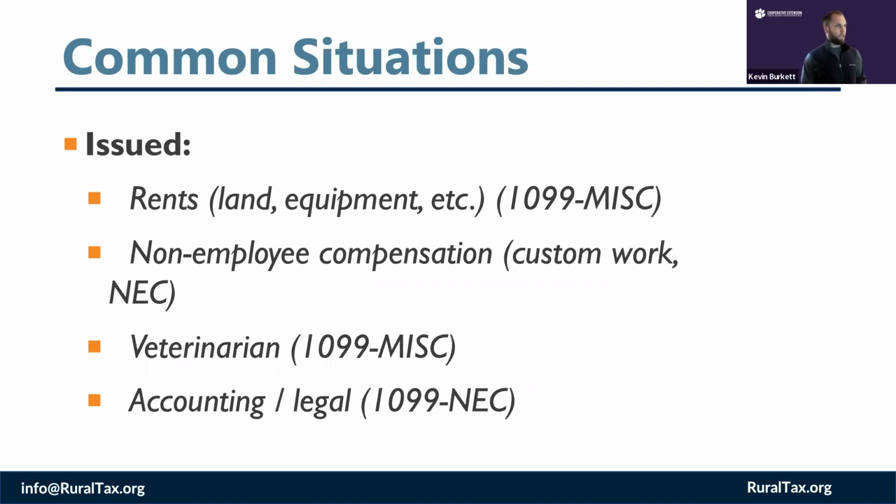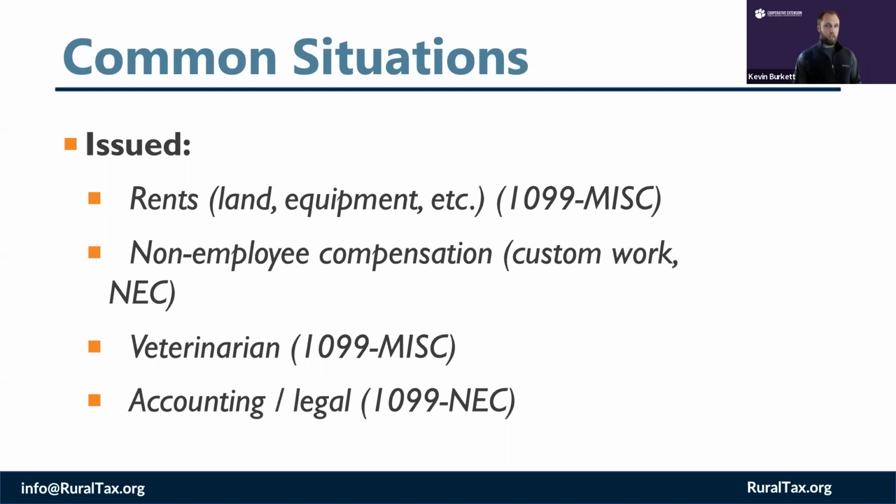A lot of these situations are similar to what we just talked about. Again, we think about rents occurring fairly frequently in agriculture, both for land, possibly equipment. Again, you might have someone that comes to your farm and does custom work. So they harvest or they disc or they spray or something for you. That would be a 1099 NEC.